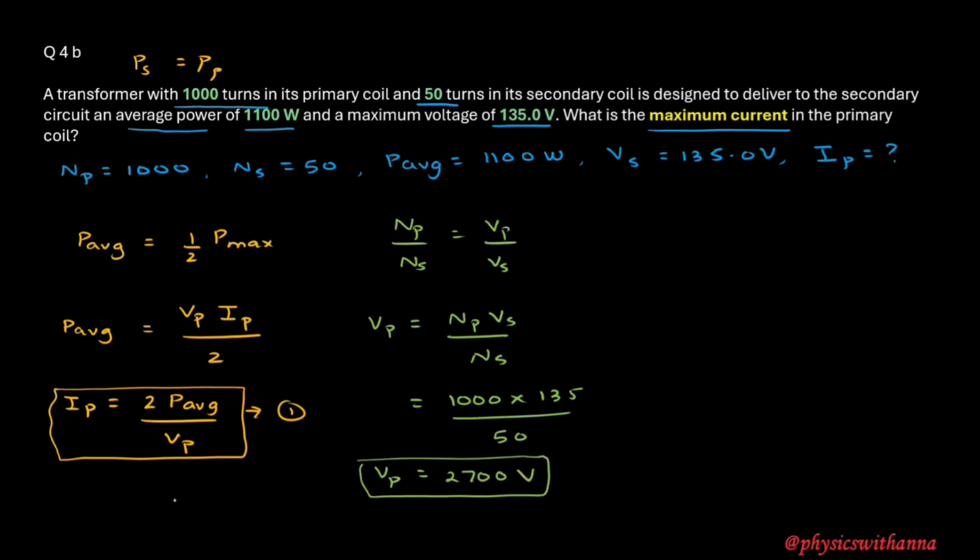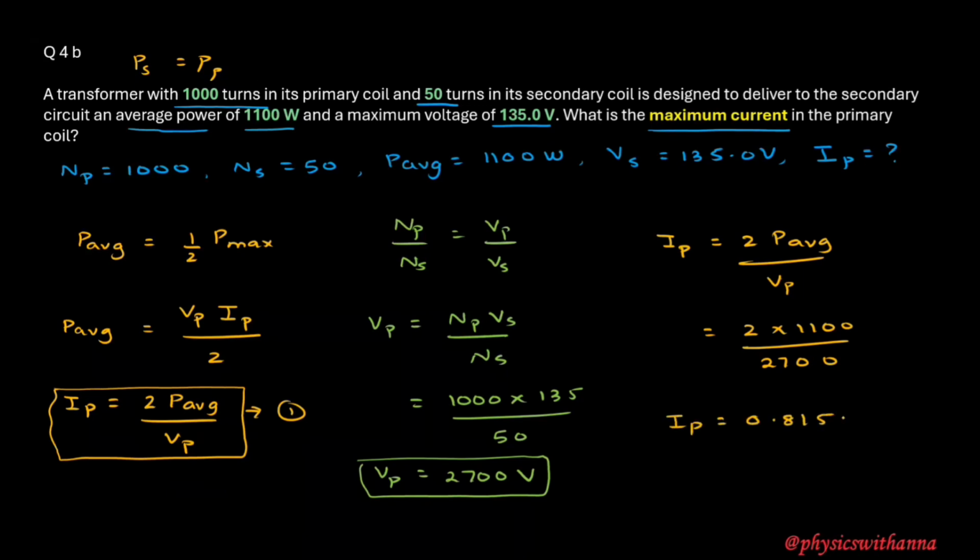Now use this in equation 1. I get IP as 2 times power average over VP, which is 2 times 1100 over 2700. That gives me IP to be equal to 0.815 ampere.